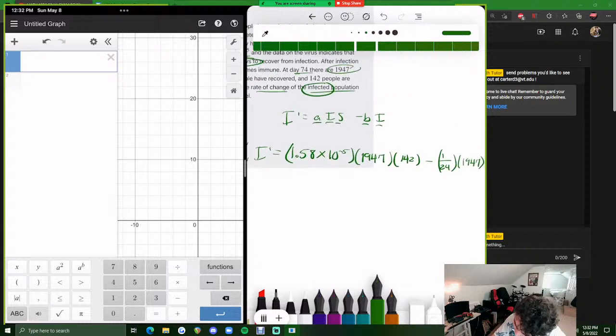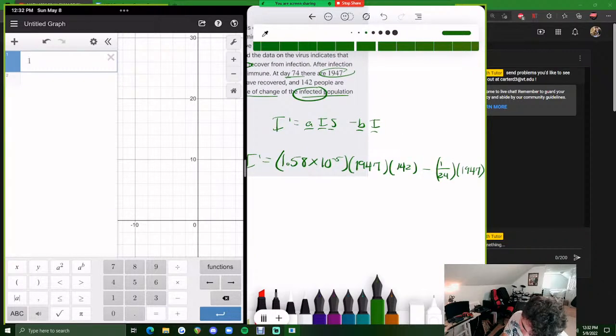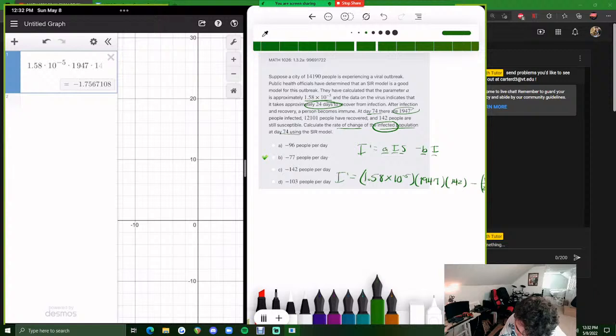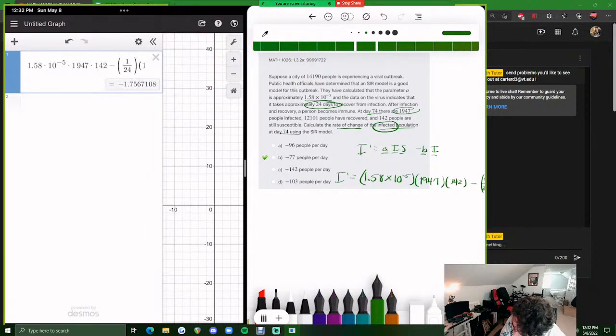We want to type in this I prime function. So 1.58 times 10 to the negative 5. All of this times 1947 times 142 minus 1/24 times 1947. And we get negative 1.75. All right, I typed something in clearly wrong. 1.58, 142.